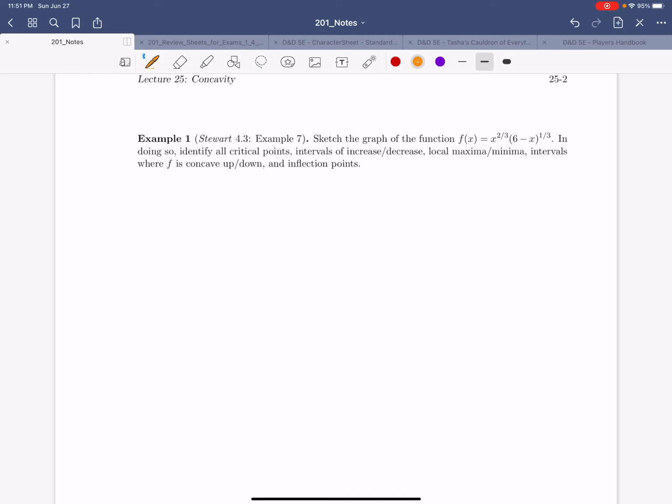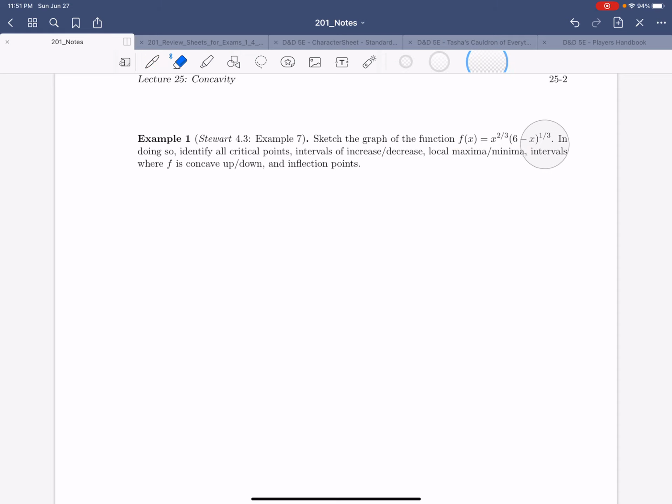Hey everyone, tough concavity problem ahead. This is example 7 in Stewart's section 4.3 on concavity. Let's jump in. We're given the function f of x equals x to the 2/3 times 6 minus x to the 1/3.